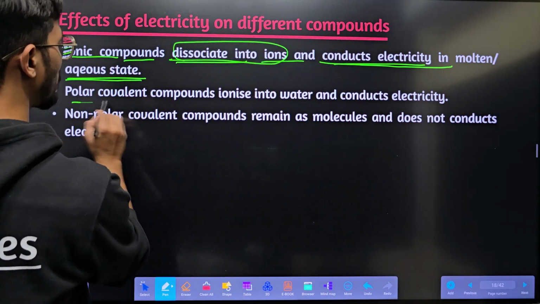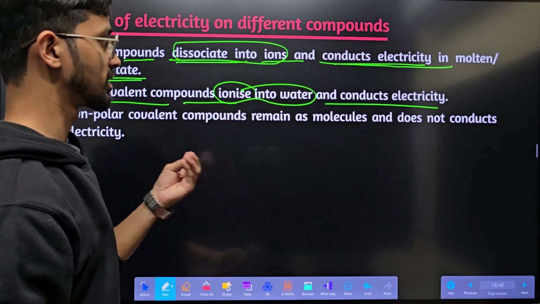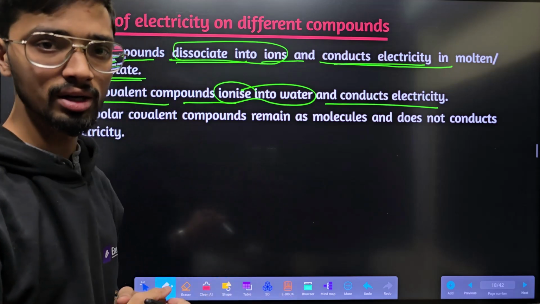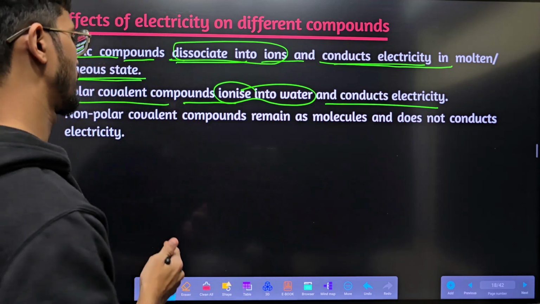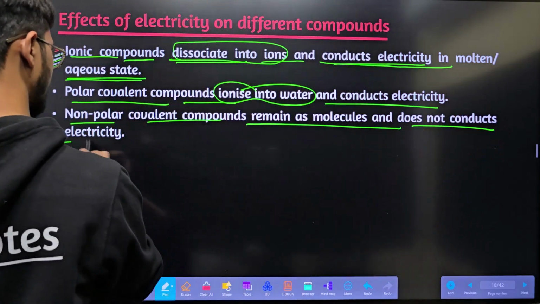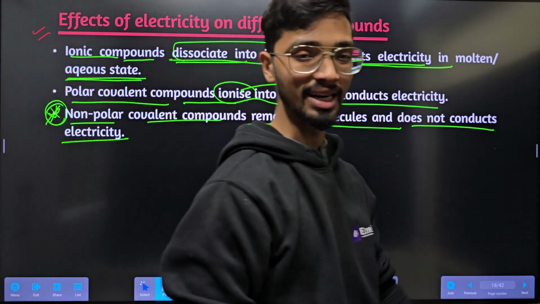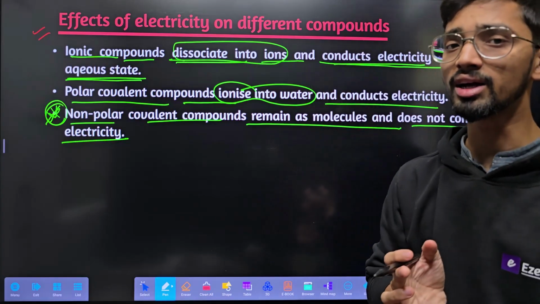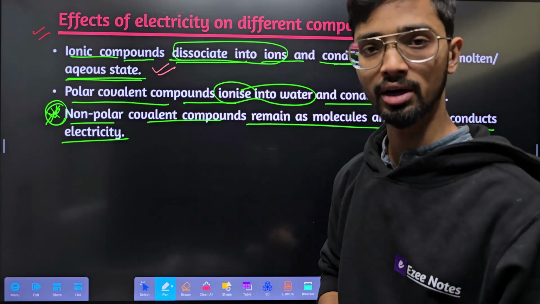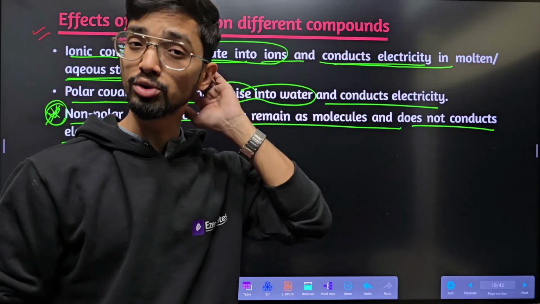Polar covalent compounds ionize in water and conduct electricity. The same thing happens for polar covalent compounds as well. If they come under water, they'll also dissociate easily. But non-polar covalent compounds remain as molecules and do not conduct electricity. Remember, important point. Non-polar does not conduct electricity, but polar and ionic can conduct electricity. More electricity will be conducted by ionic only, okay, because it can readily lose electrons.